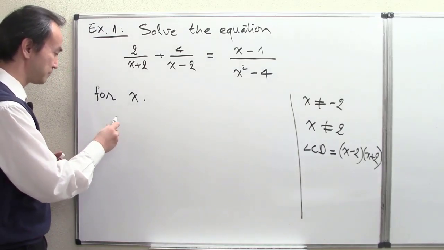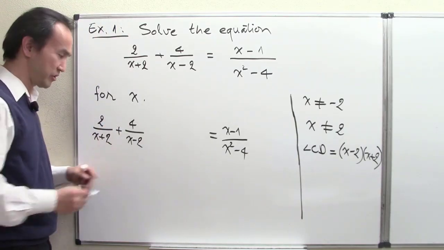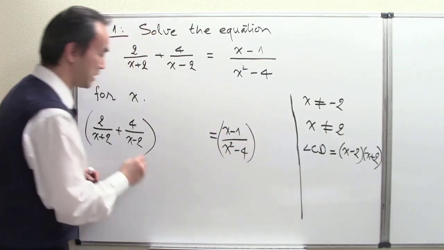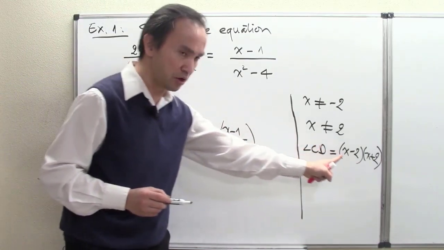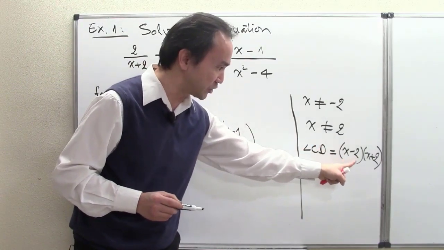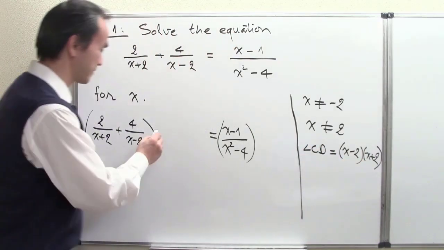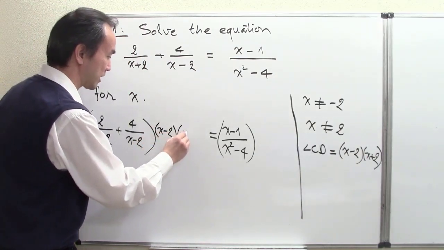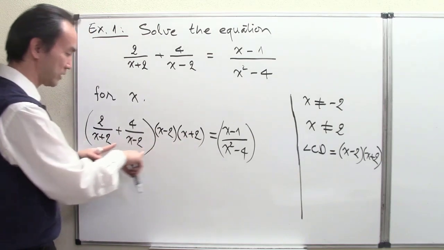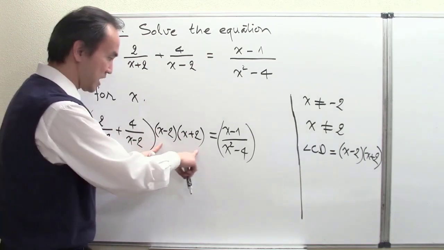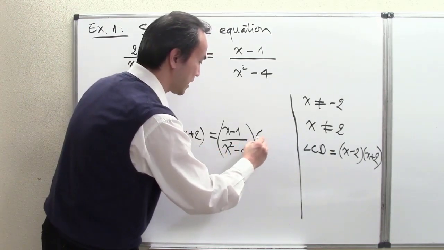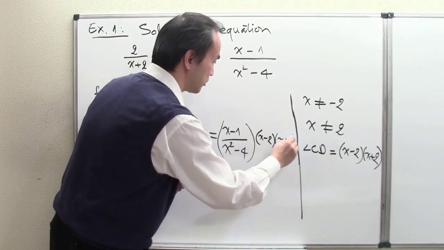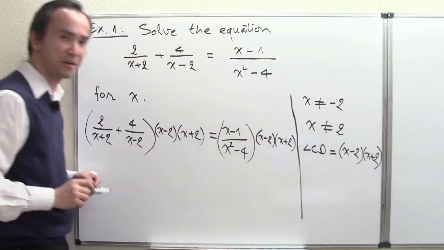Our equation. With this equation, I am going to multiply both sides by the LCD. The LCD was found being x minus 2 in product with x plus 2. So that will be multiplied to both sides. So x minus 2 in product with x plus 2 is multiplied with the left-hand side, and the same LCD is multiplied to the right-hand side. x minus 2, x plus 2 is multiplied with the right-hand side.